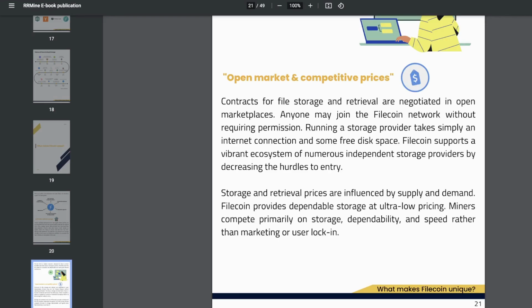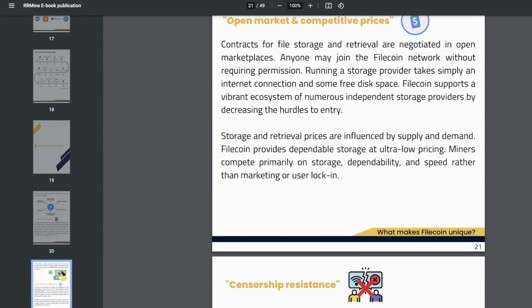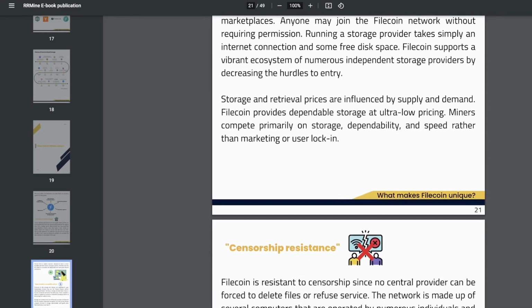Filecoin supports a vibrant ecosystem of numerous independent storage providers by decreasing the hurdles to entry. Storage and retrieval prices are influenced by supply and demand. Filecoin provides dependable storage at ultra low pricing. Yeah, it's indeed ultra low. When you think of it, it's basically 99% lower than AWS. So yeah, miners compete primarily on storage, dependability, and speed rather than marketing or user lock-in.